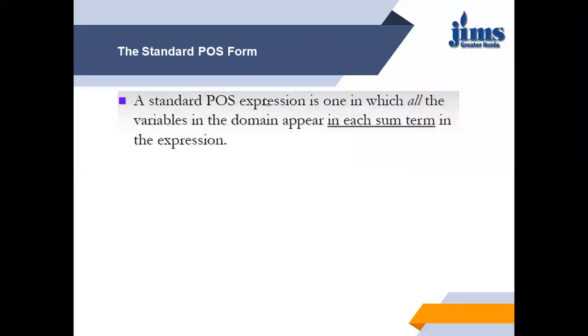Now, as we have studied in the case of SOP, the standard or canonical SOP, in the same manner we have the standard or canonical form of product of sums. How to represent it? In the same way as in the case of SOP, a standard POS expression is one in which all the variables in the domain appear in each sum term in the expression. Means every term should have all the input variables. When we represent it in such a way, it is said to be a standard or canonical POS form.